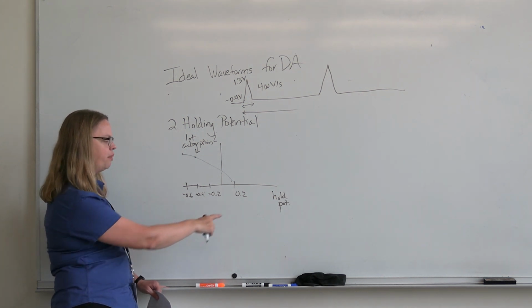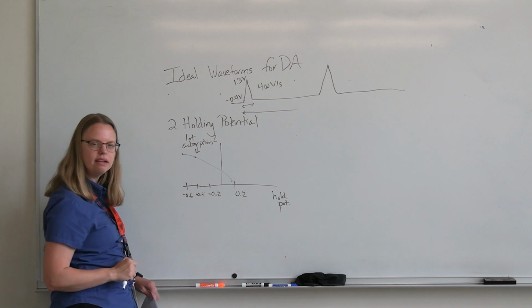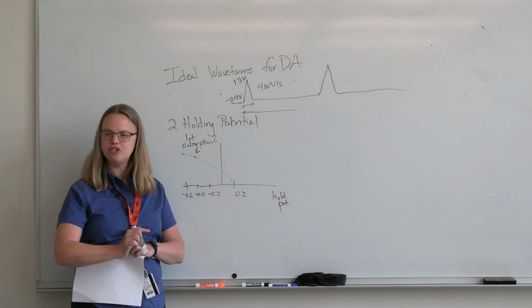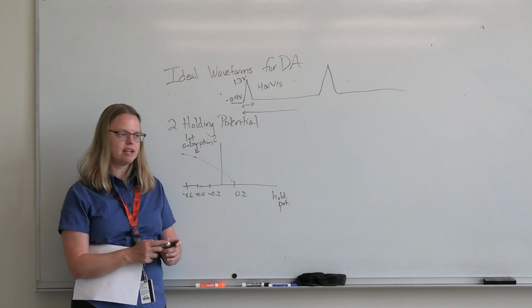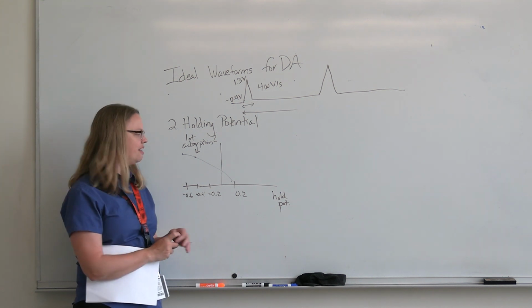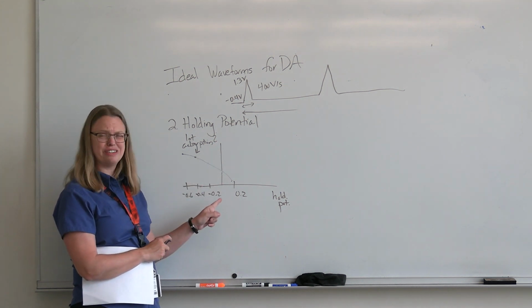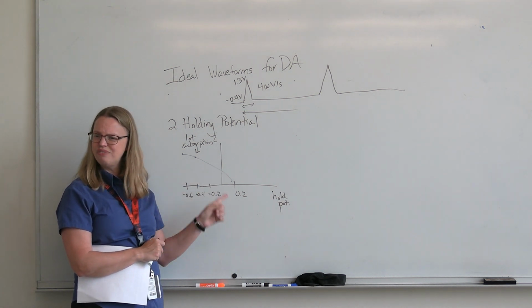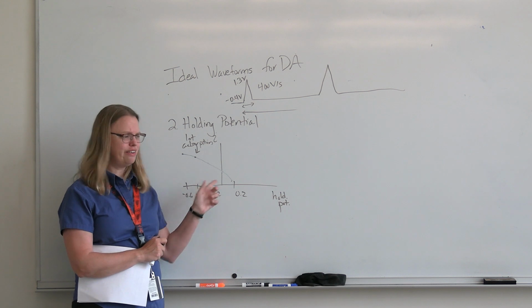I would like to point out that dopamine really hates a positive scan holding potential. Once you go positive on dopamine, the signal absolutely plunges. And there have been some people who have used 0. Again, I just think that's idiotic. Why use 0 if your instrument can go lower? You don't need to hold at 0.